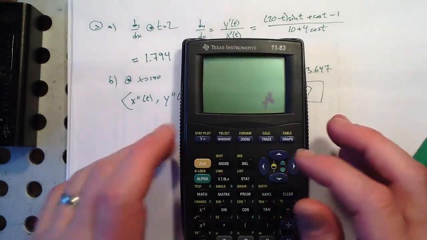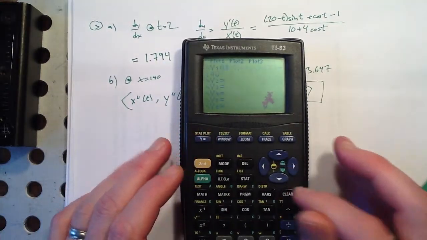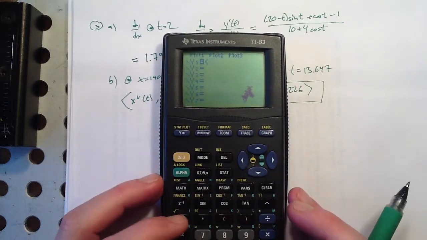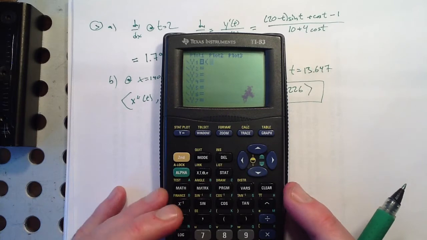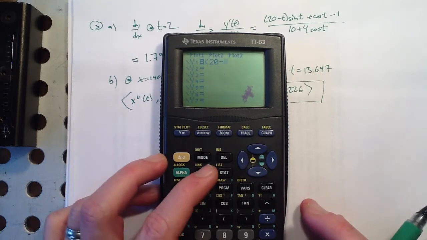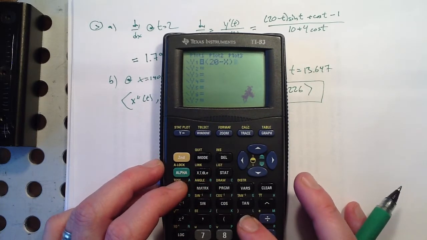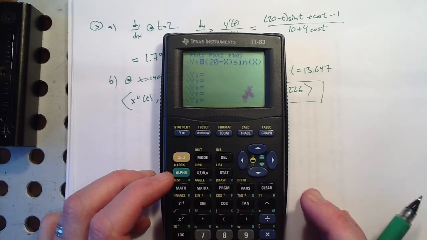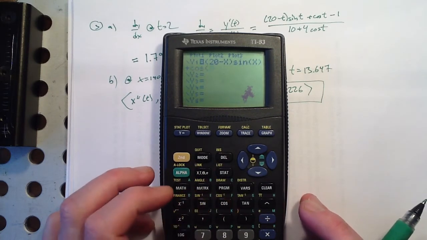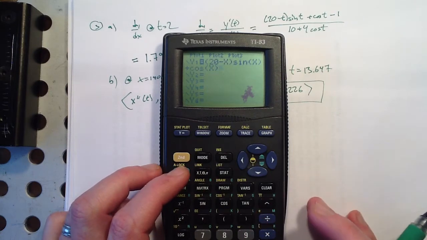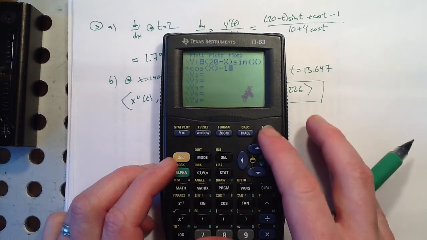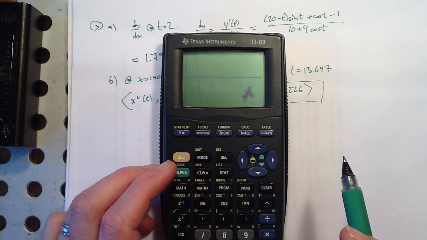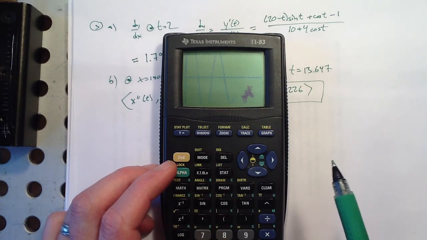Okay, so I'm going to clear, and I'm going to go back here, and I'm going to graph the y prime of t, so I can find where it's equal to 0. That was 20 minus x times sine plus cosine minus 1. I already have my window, and look, here's all those places that we were expecting, right?